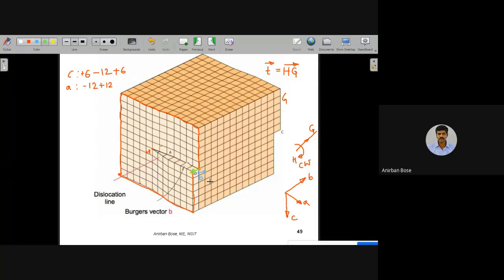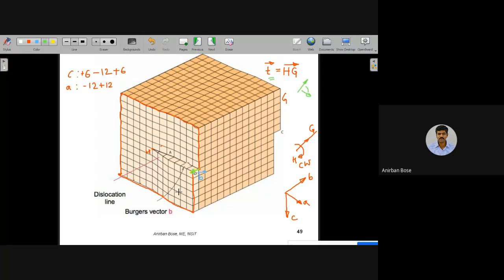And what you have observed is that previously in case of edge dislocation, if you observed carefully, you will find that B and T are perpendicular to each other. T means dislocation line vector, and Burgers vector, they were perpendicular. If you remember, that was T, that was B, like that. Okay, so they were perpendicular.